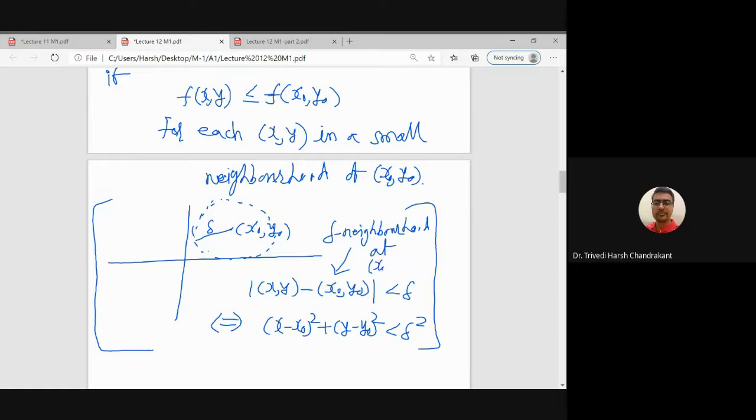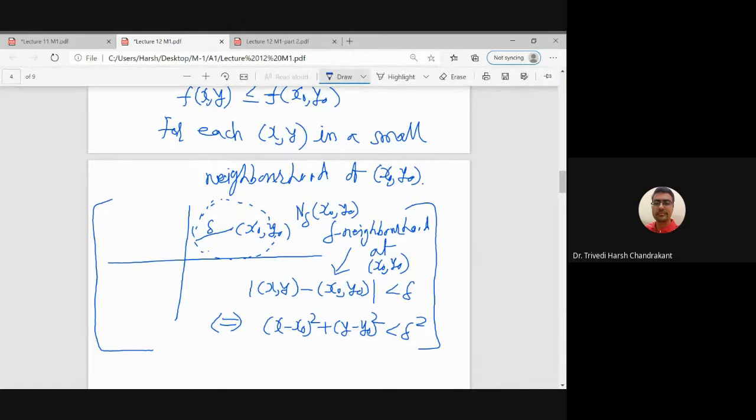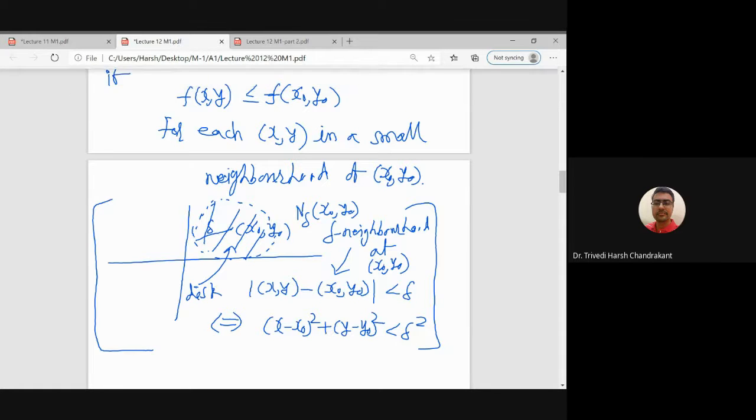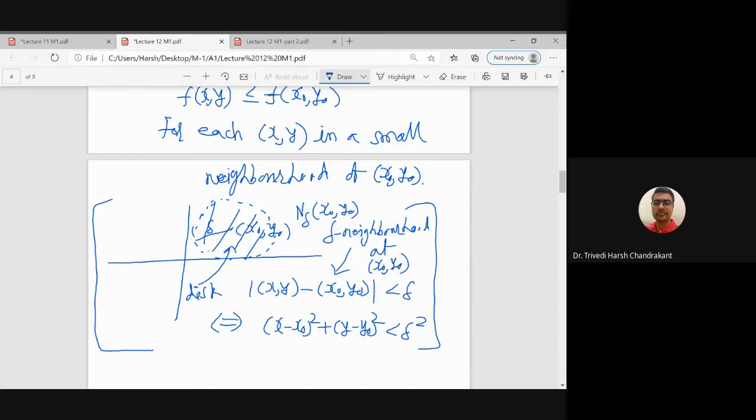At the point centered at x naught, y naught. So usually we denote it by neighborhood delta of x naught, y naught, right? That is what it means geometrically. And all the points inside this circle are known as a disk, right? So sometimes we'll use the notion of disk also.